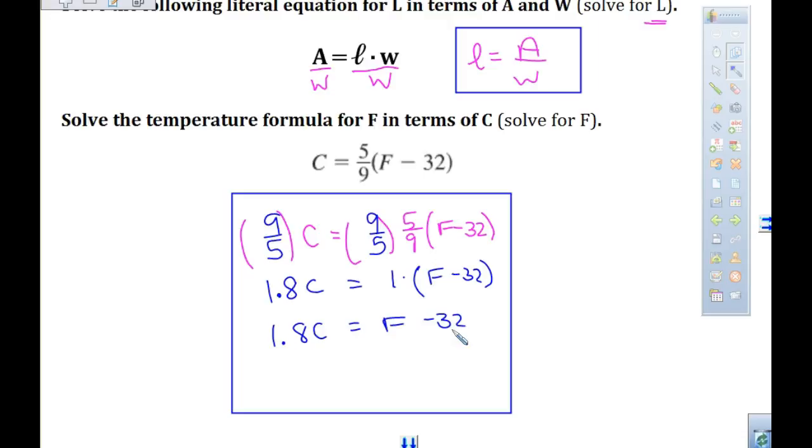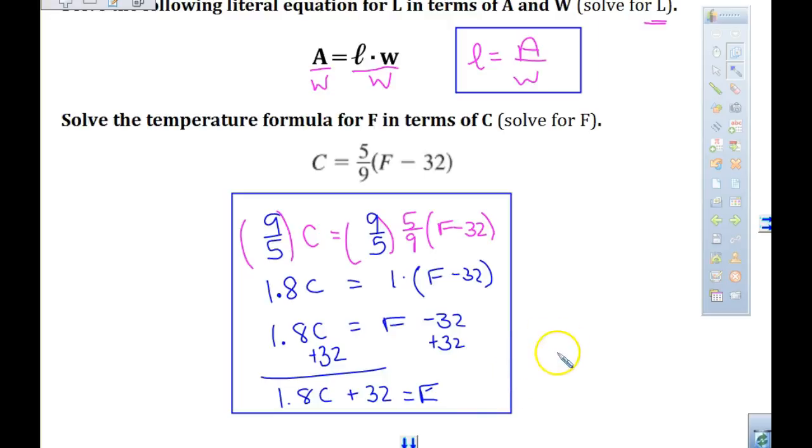I need to get the f by itself. We're trying to solve for Fahrenheit. Malcolm, what am I going to do to get f by itself? Plus 32. Do it on both sides of your equal sign. Now on this side, this is not going to become 33.8, right? We're going to leave this as 1.8c plus 32 equals f. So this is what f is equal to.